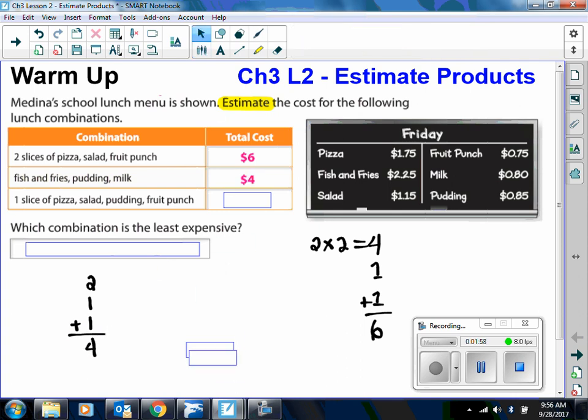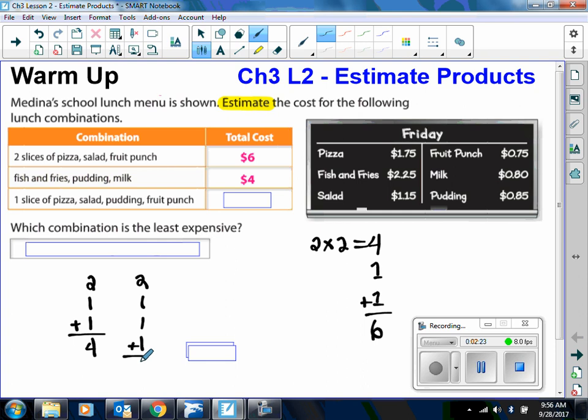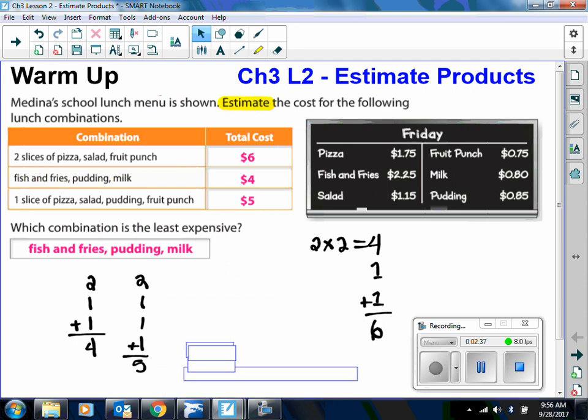Is everybody with me? 1 slice of pizza, salad, pudding, and fruit punch. Okay, so 1 slice of pizza, that's about $2. Salad, we said that was about $1. Pudding, about $1. And then some fruit punch is about another $1. So, about $5. Very good. Is everybody clear? And of course it says which combination is the least expensive, and of course that would be the fish fries, the pudding, and the milk.